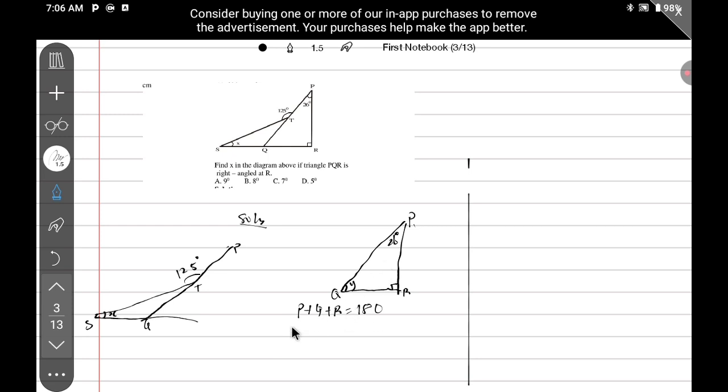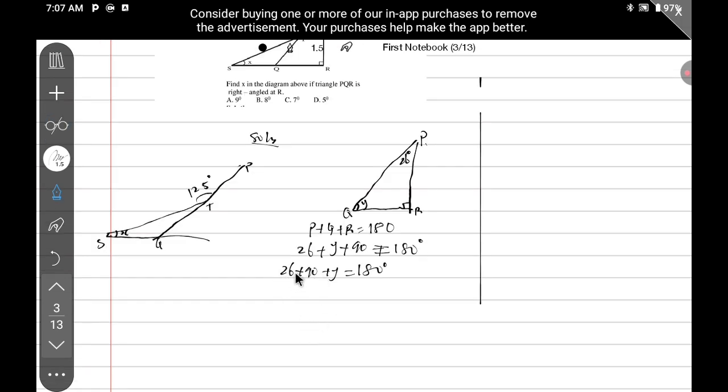Angle P is equal to 26, plus angle Q, which we represent as Y because we don't know it, plus angle R, which is 90, will equal 180 degrees. So we have 26 plus 90 plus Y is equal to 180 degrees. Let's add these together: 26 plus 90 gives us 116. That is 116 plus Y is equal to 180.